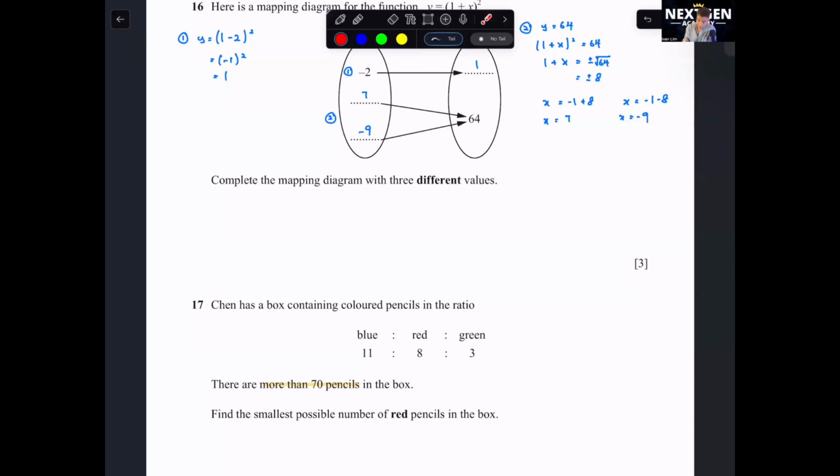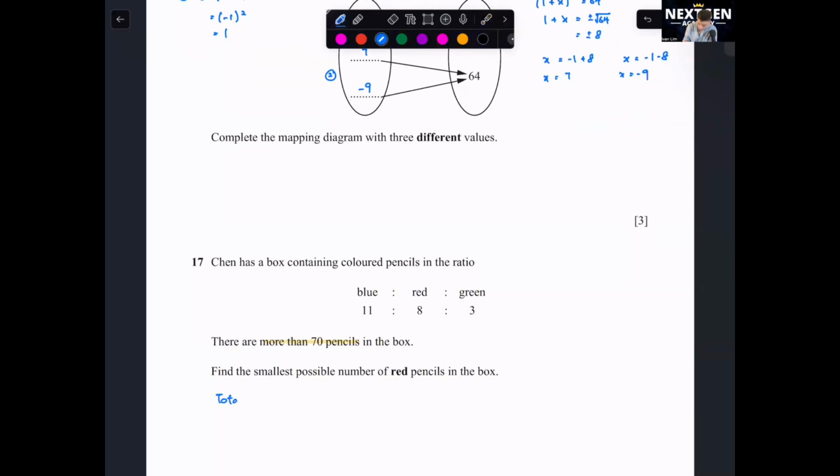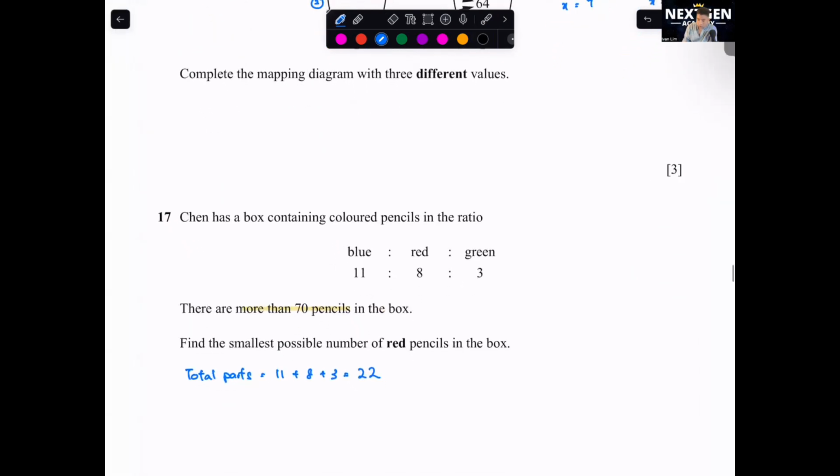So what we can do is find the total parts of the ratio first. Total parts: 11 plus 8 plus 3 equals 22. Now you are going to find the closest multiple of 22 to 70, more than 70. So what is the value? What do you all think is the value here?